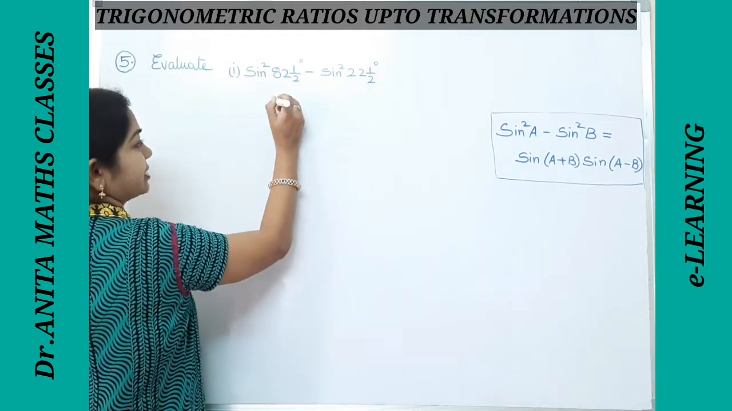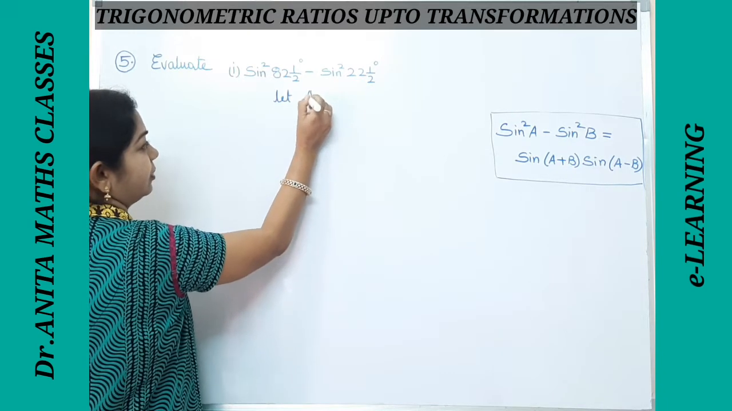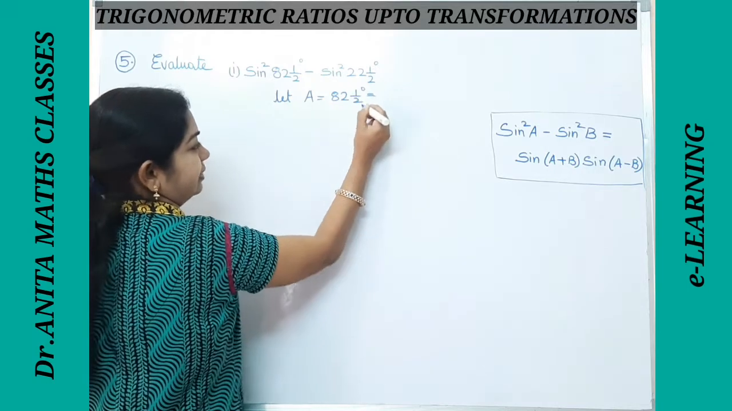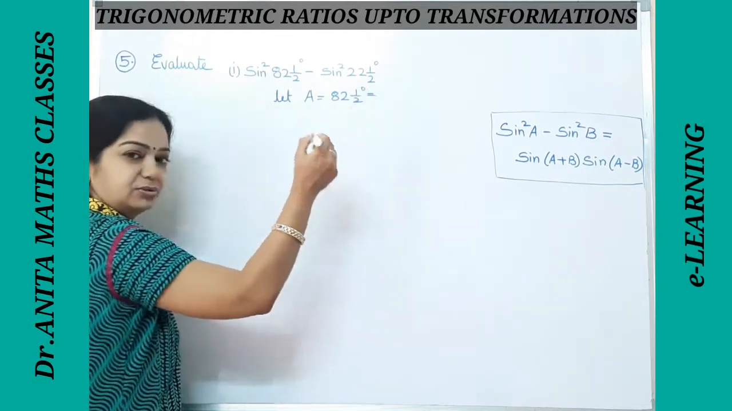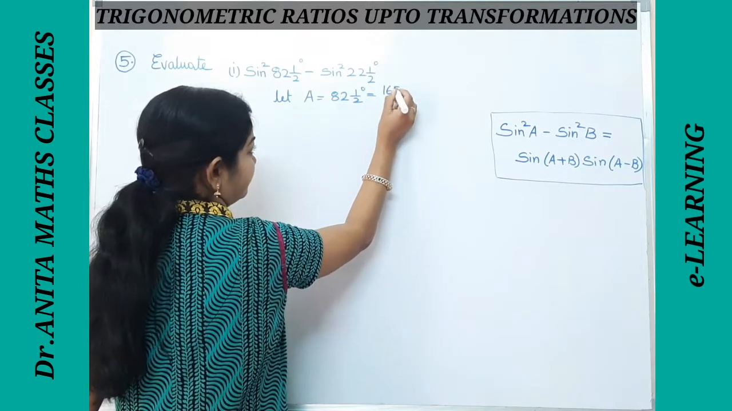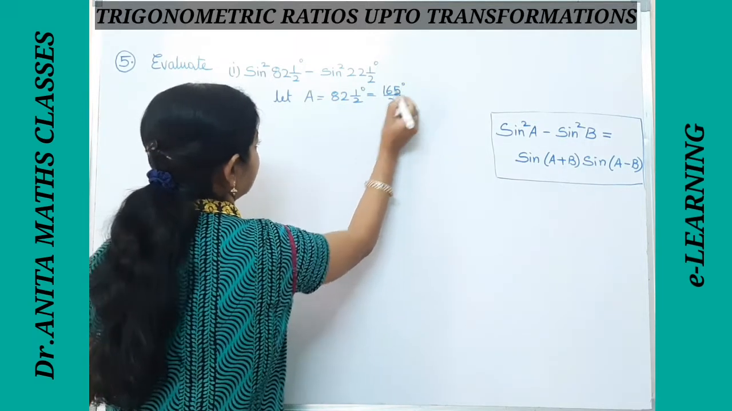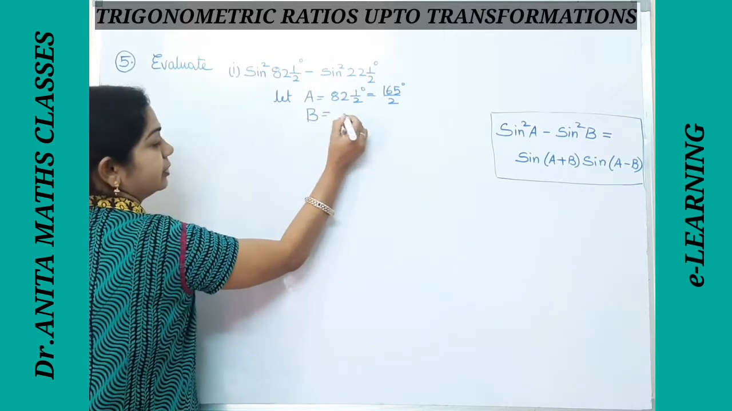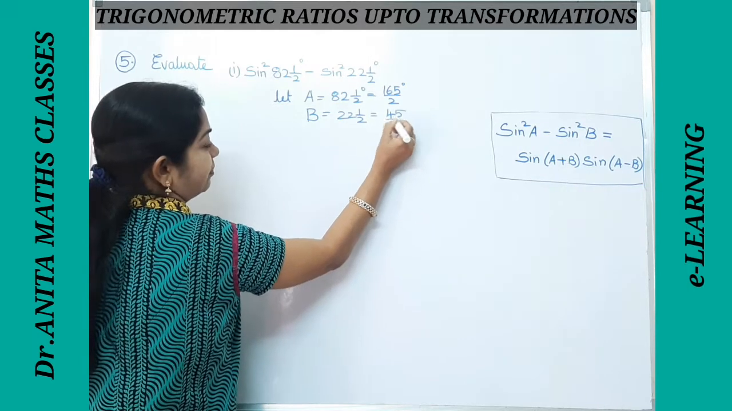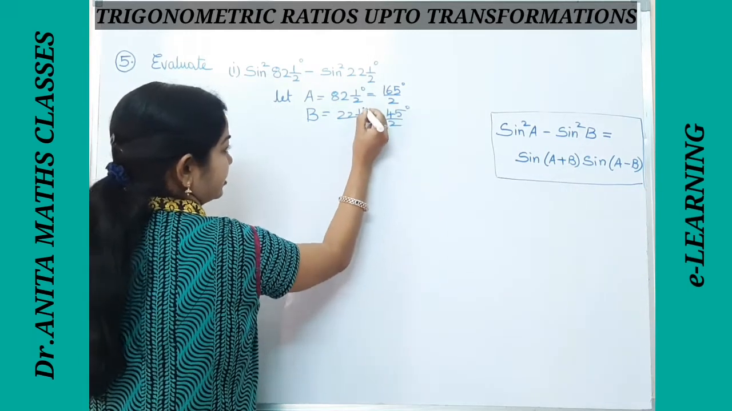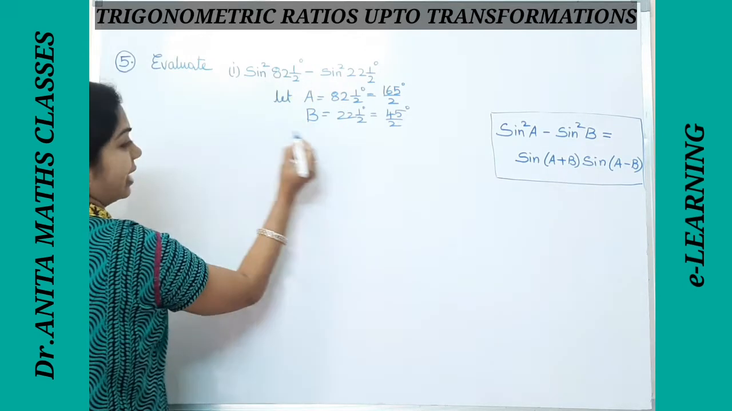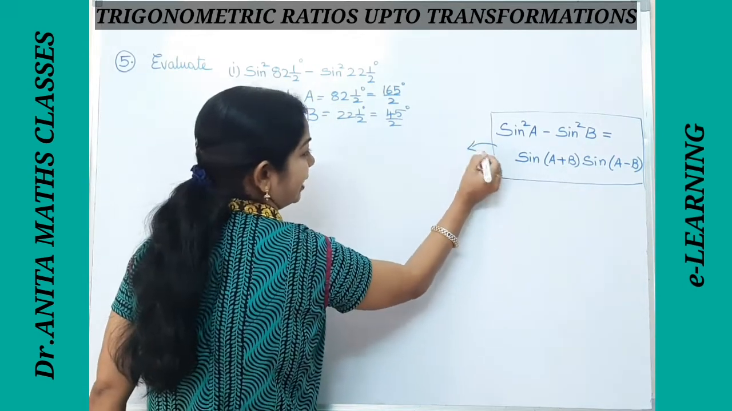Here, suppose A equals 82.5 degrees. This is a mixed fraction, so change it into an improper fraction: 164 plus 1, 165 by 2 degrees. Let B equal 22.5, that comes to 45 by 2 degrees. Now, we will apply that formula here.